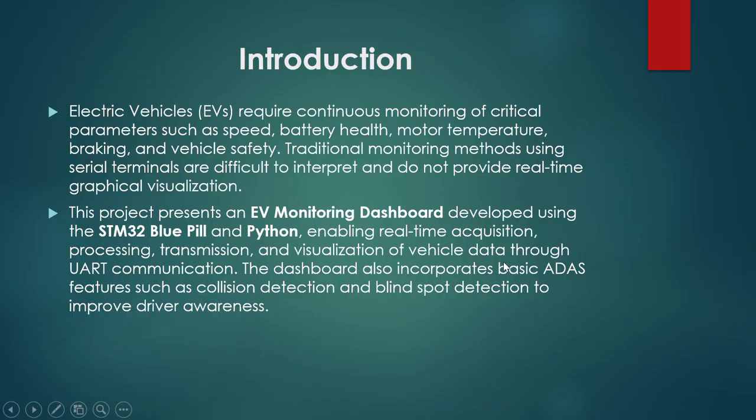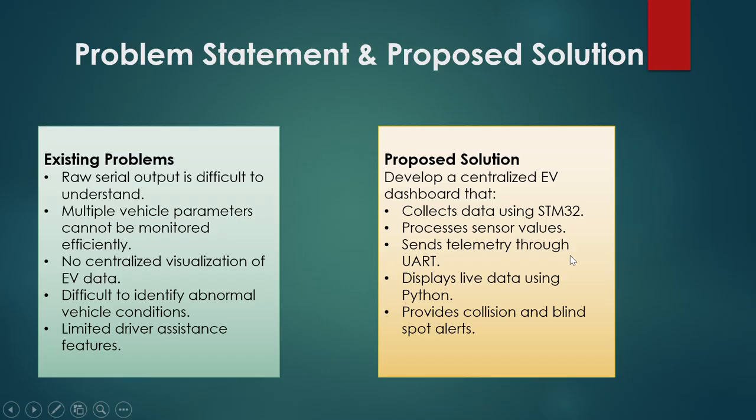In this project, I developed a system that monitors both EV parameters and ADAS features in real time using an STM32 Blue Pill microcontroller and a Python dashboard. The main problem is that raw sensor data is difficult to interpret and traditional serial terminals only display text values without any graphical visualization. Also, basic embedded projects usually lack integrated safety features.